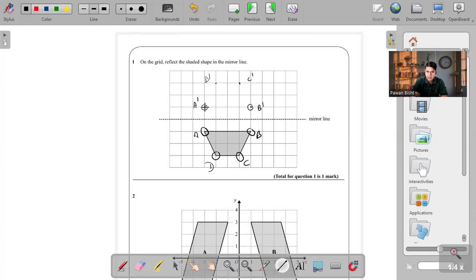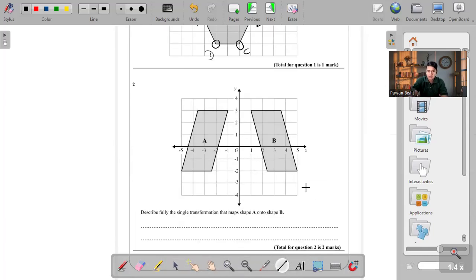Now join them. A to B, B dash to C dash, C dash to D dash, and D dash to A dash. That is the reflection of the figure ABCD in the mirror line, which is known as A dash, B dash, C dash, and D dash. Clear? It's easy, right? Now next question.